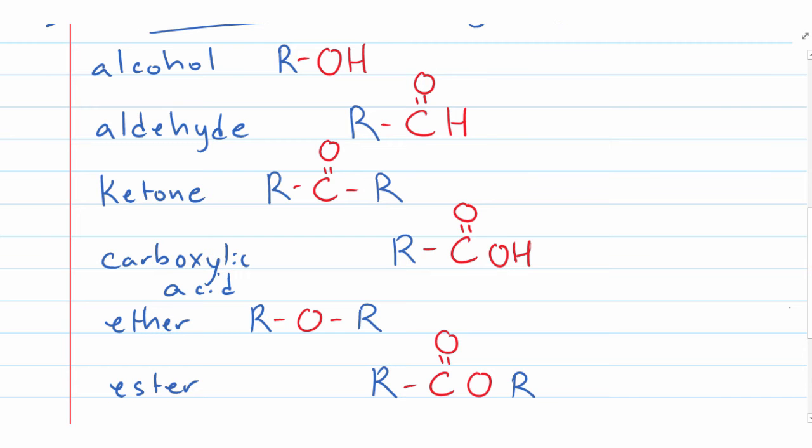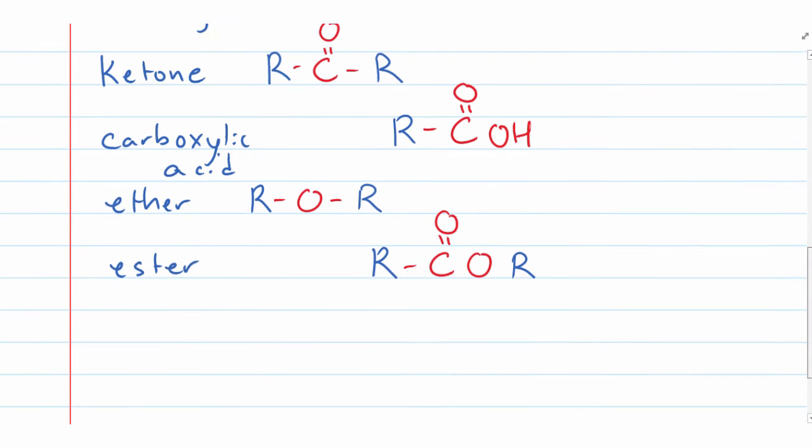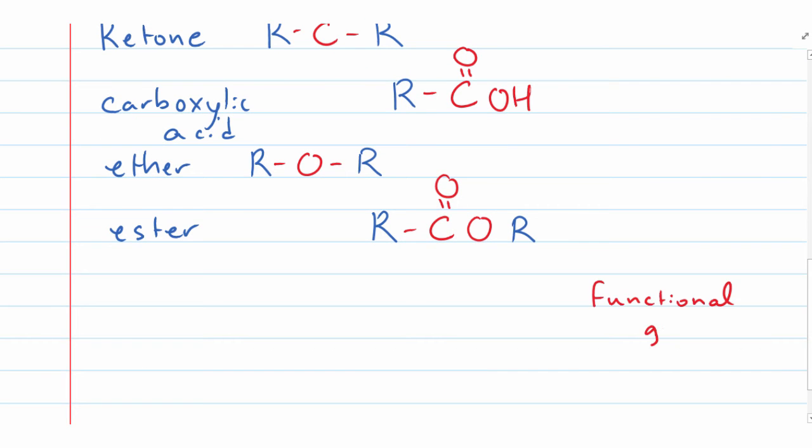Part of the reason I color-coded these is that the portion that is red in each of these molecules acts as what we call a functional group. A functional group is a portion of a molecule that makes substances that share it function similarly as a whole. So any molecule that has one of these red portions functions similarly as a group.